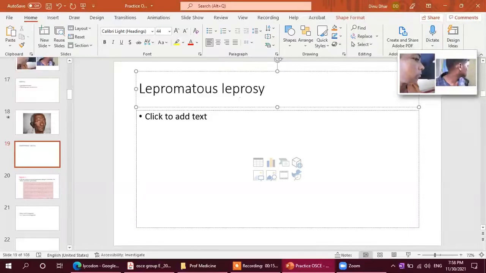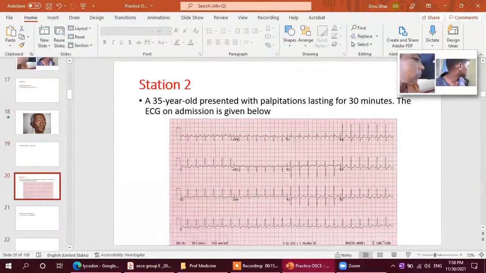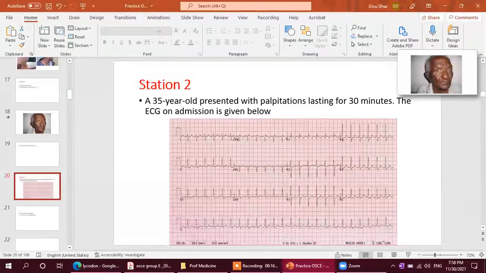It is cutaneous dermatology. You can get other things also, but I've just given you some of the common ones: leprosy pictures, pemphigus, erythema multiforme, erythema nodosum, SLE, systemic sclerosis, psoriasis. These are the common things you can get.